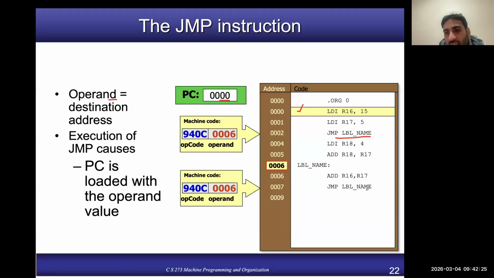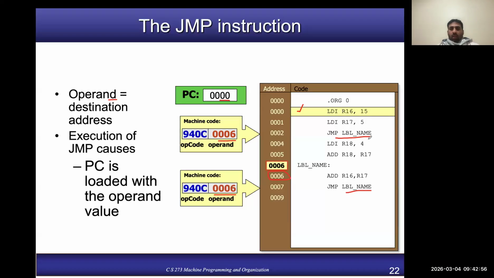And here you have another jump instruction, and the machine code of this jump instruction is 9406 940C, and then the operand, which is basically again the target address, which is 6. And how do I know this? Because I'm using a label name, right? And what is the address of the instruction to which I have attached the label? That is 6, right? So that's why I know that the operand is 6.